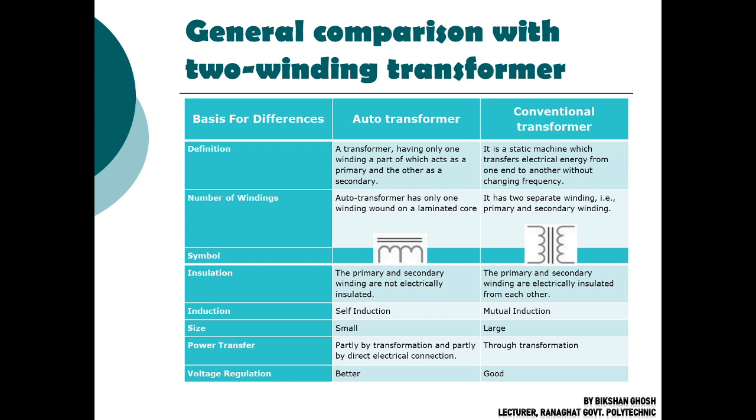You can see here the symbol of the autotransformer. This is the symbol of an autotransformer. This is showing the single winding, a part of which is acting as primary and part of that winding is acting as secondary. And this is showing you the magnetic coupling. And this is a conventional transformer. So there are two distinct windings and this is showing the magnetic coupling.